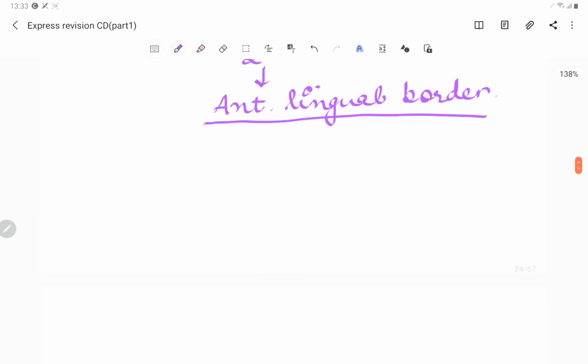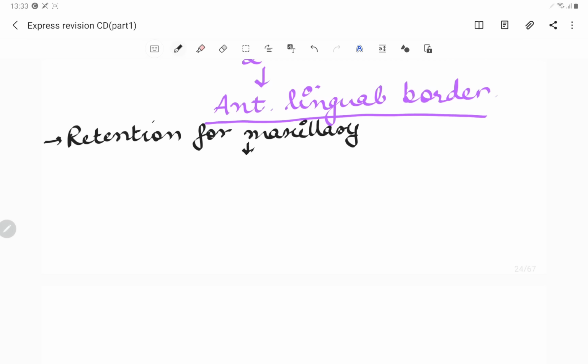And retention for the maxillary denture is due to interfacial surface tension, right?